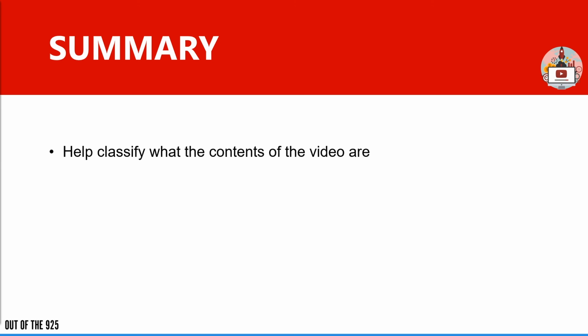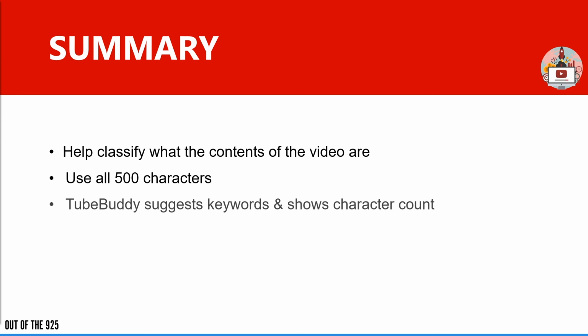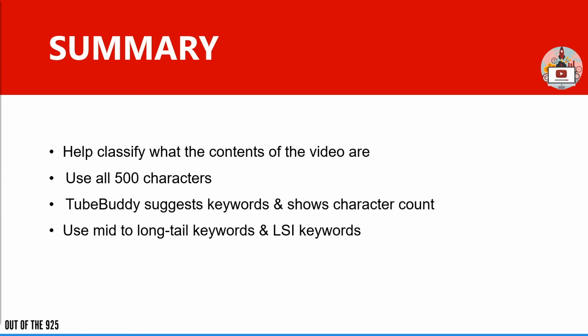All right, so in summary, you want to classify what the contents of your video are by using video meta tags. You get 500 characters and you should use them all. TubeBuddy helps you find out what other videos' meta tags are, but it can also help you with your meta tags by suggesting keywords, and it also shows you a live character count of how many of those 500 characters you have already used. So you can use the free TubeBuddy extension for that, and you want to make sure that you use mid to long tail keywords and LSI keywords throughout your meta tags, and make sure they're included in your description.